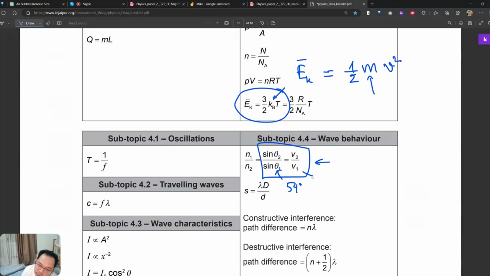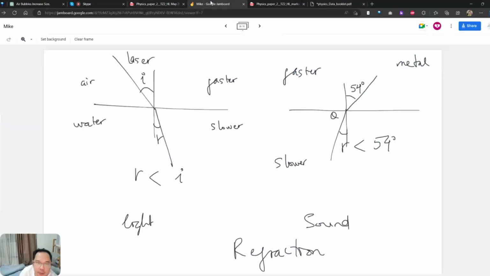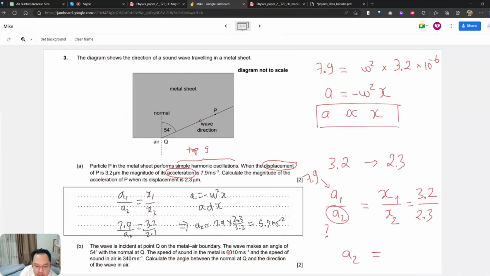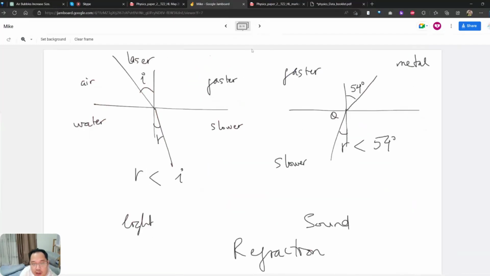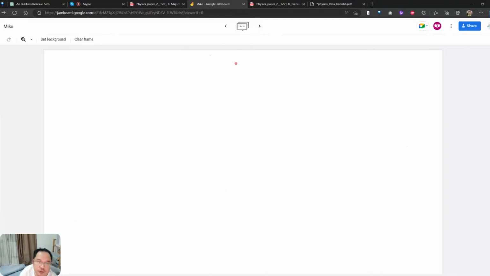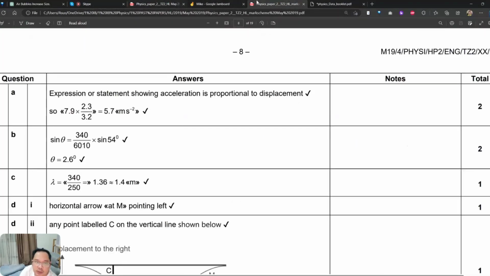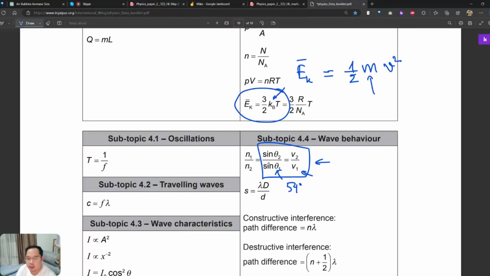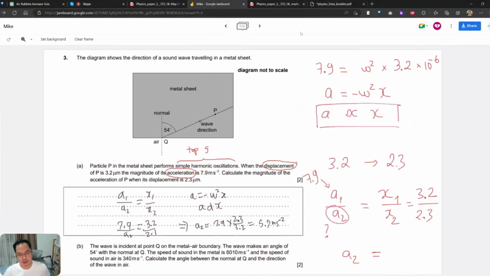V1 in the metal is 6,010, and V2 is the air, 340. Use that formula. Just keep it there. Go to page 9 and use this formula in the booklet. Find the angle theta 2, the refracted angle when the sound travels to the air.